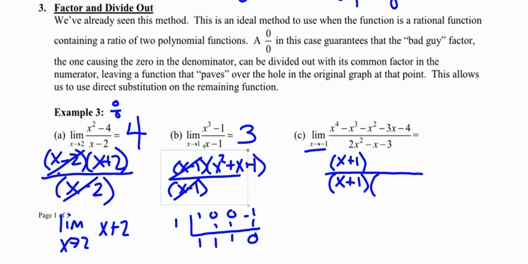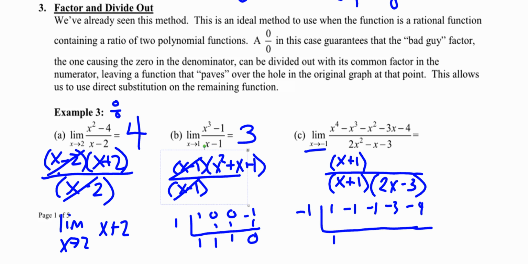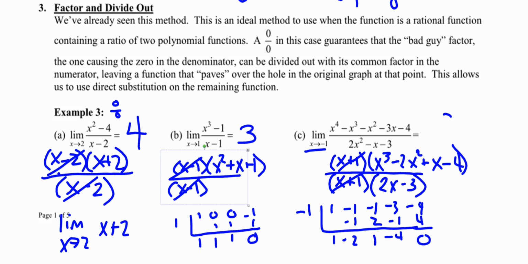So with the denominator, that ends up giving us 2x minus 3. I don't know the numerator. Let's divide the numerator, okay, using synthetic division. So we have 1, negative 1, negative 1, negative 3, negative 4. Great. 1, negative 1, negative 2, 2, 1, negative 1, negative 4, 4, and 0. Perfect. We know it goes evenly. So we get x cubed minus 2x squared plus x minus 4. At this point, we can use direct substitution. Plug in negative 1 to these two things. Okay, and I believe we end up getting 8/5, but you should check that just to make sure.